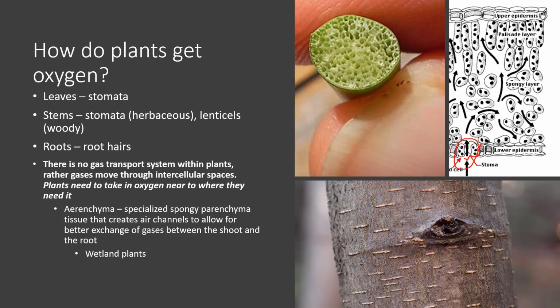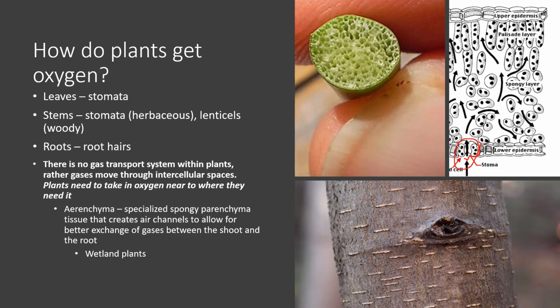Now, there are some specialized tissues called parenchyma that help move air through a plant, and you will find these in wetland plants where often your oxygen is limited in the root zone, right? And these parenchyma tissues are essentially spongy parenchyma tissues, right? Remember those parenchyma, those all-around cells, right? It's a type of parenchyma tissue that's very, very spongy, and it creates air channels to allow for the better exchange of gases between the shoot and the root, right?